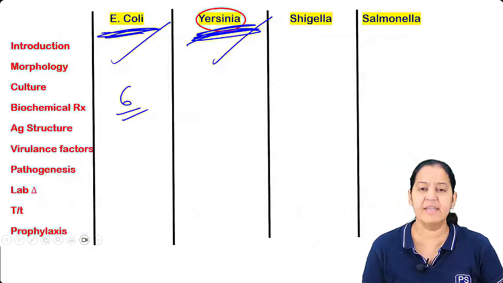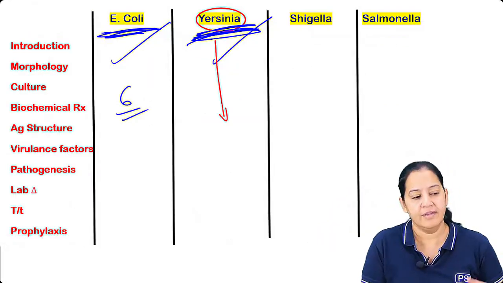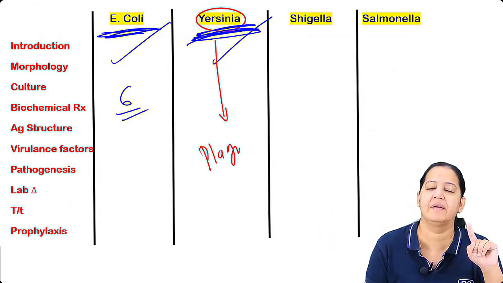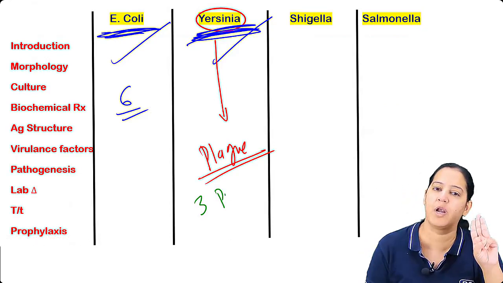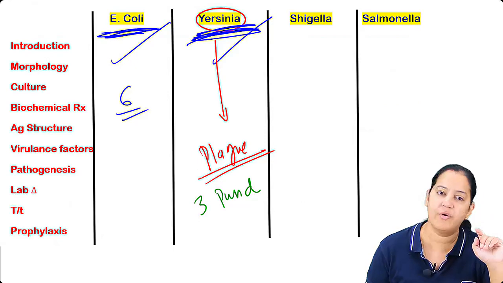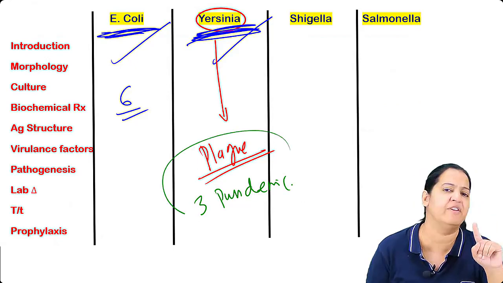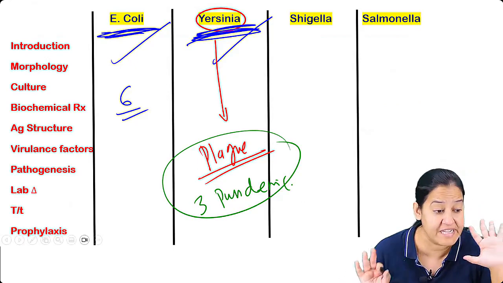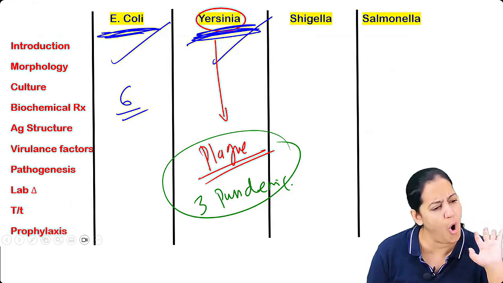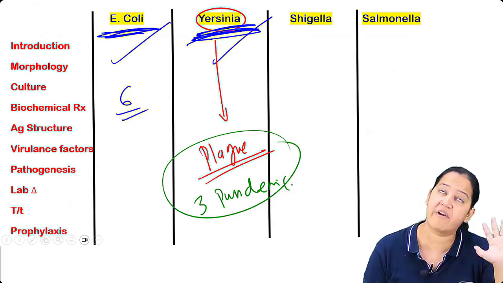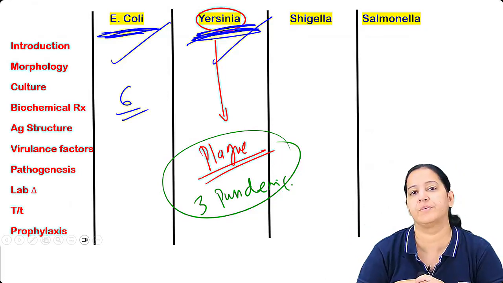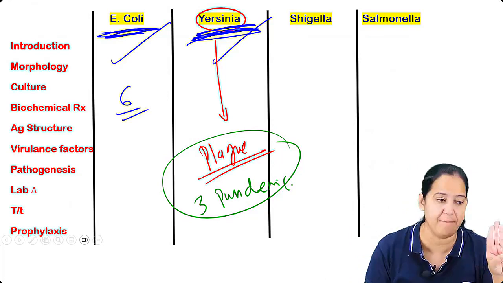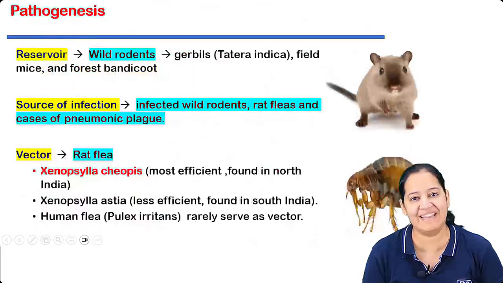Okay, what do you remember from Yersinia? From Yersinia I remember only one thing, plague. It causes a disease known as plague. There have been 3 pandemics of plague in the world in which millions of people died, long ago when we were not there. Our grandparents were not even there, hundreds of years ago. It's a very deadly disease.